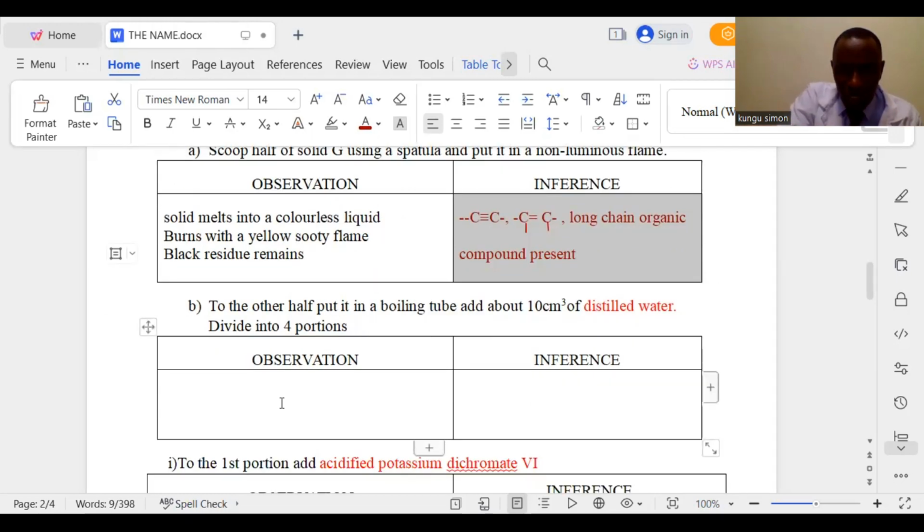We are going to add water. Now, the addition of water in organic chemistry is maybe unlike the inorganic. In inorganic, we are looking for whether that salt or substance is soluble or not. But as far as organic chemistry is concerned, we are looking for whether the substance is polar or not. Though it's not a confirmatory thing, I would say.